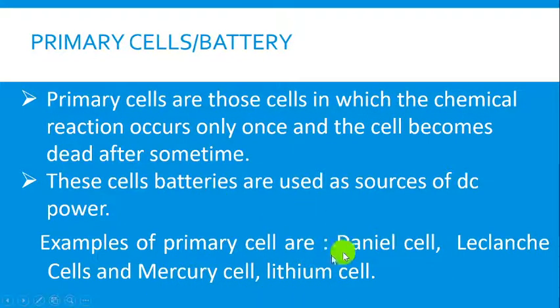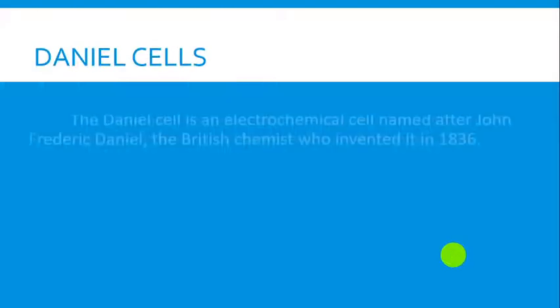These are the kind of things that are examples of primary cells. Also, again, for the purpose of the exam, my explanation is just going to be laid on Daniell's and Leclanché cell. So let's look at the first one, which is the Daniell cell.